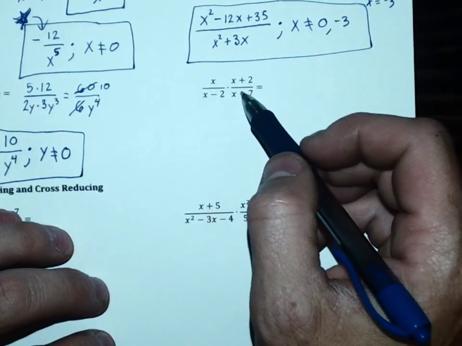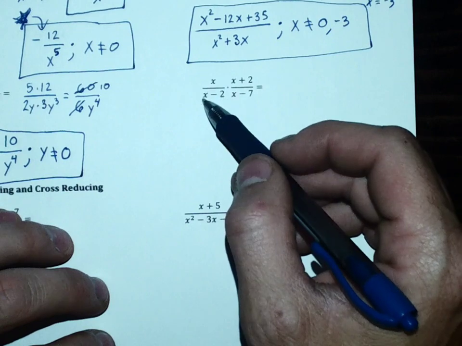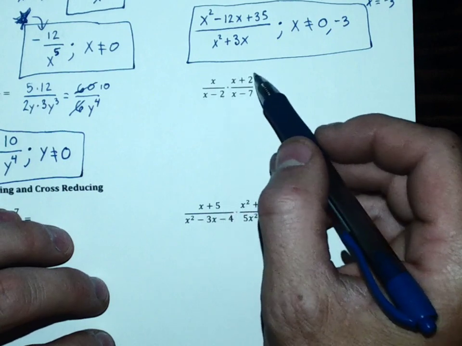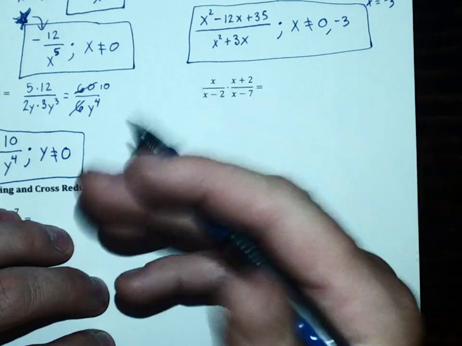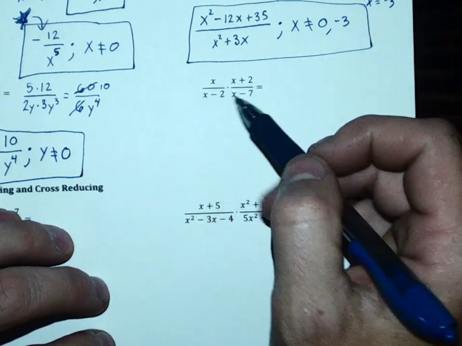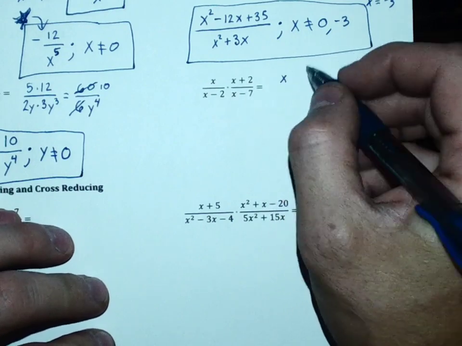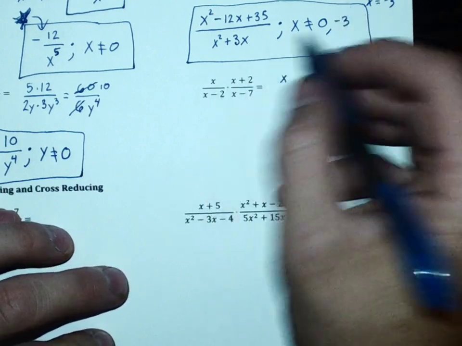Nothing reduces here. The x's cannot reduce. The x minus 2 cannot reduce with the x plus 2. They must be exactly the same in order to reduce. So nothing reduces, so we just multiply. I'm going to multiply it here.